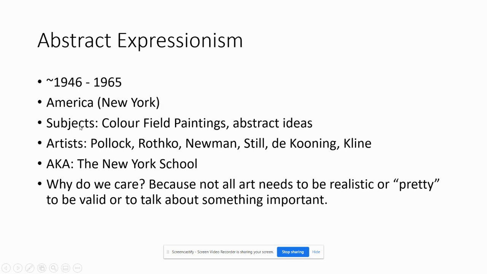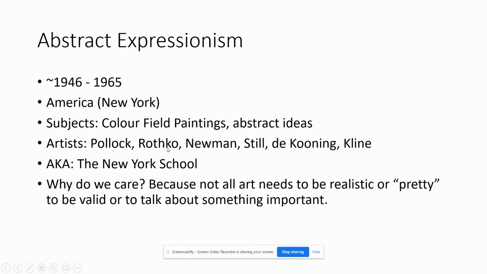And the subjects, how we can identify abstract expressionist paintings compared to other paintings, is that they are all color field paintings. And I'll explain what this means in a little bit. And the subjects are abstract ideas. So you're not going to see anything that you can immediately identify, such as a person or an animal or a still life.